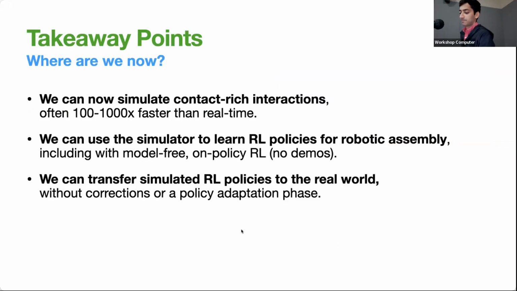Where are we now? What I've hoped to show in this talk is that we can now simulate contact-rich interactions often 100 to 1,000 times faster than real time. We can use this fast simulator to learn RL policies for robotic assembly, including with data-hungry but powerful methods such as model-free on-policy RL, and without the use of human demonstrations. And we can transfer simulated RL policies to the real world without human corrections or a policy adaptation phase.